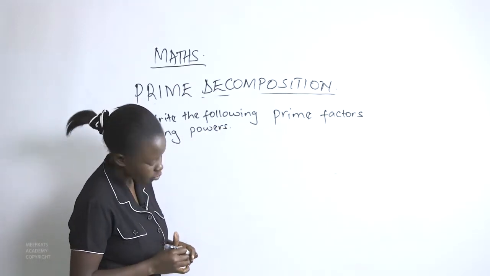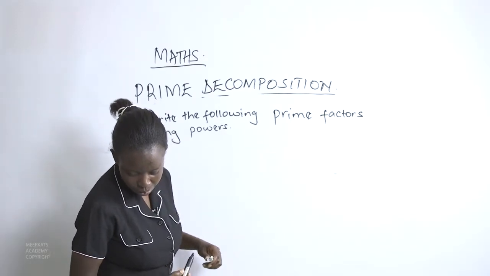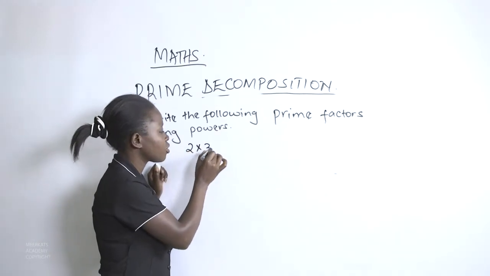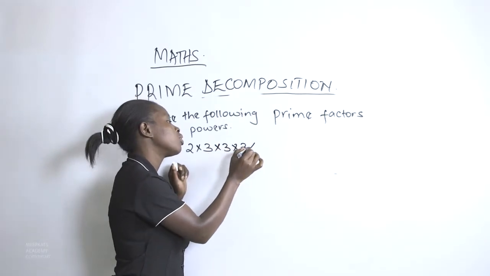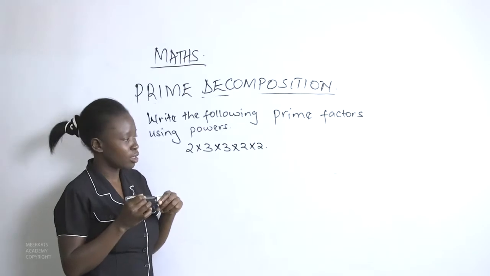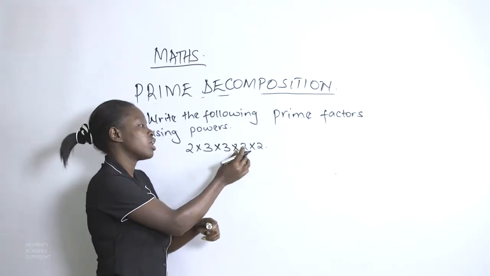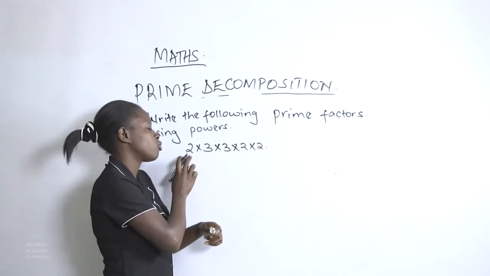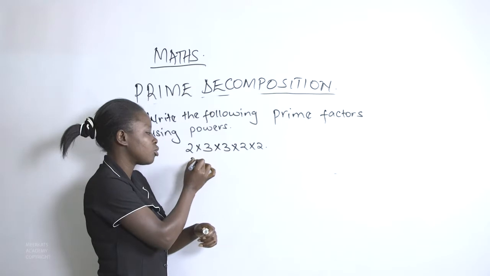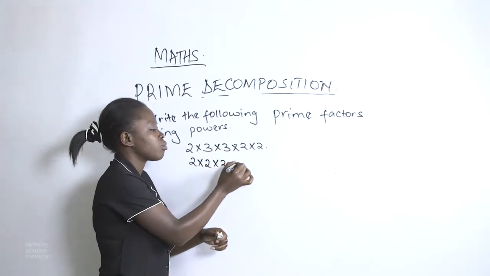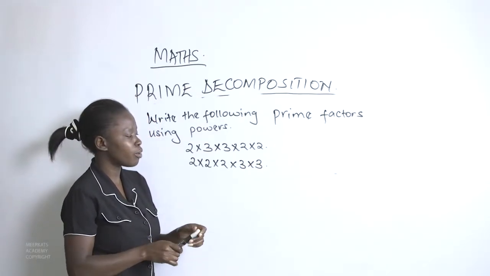So we are given some prime factors and we are supposed to convert the prime factors that have been written into powers. So we have 2 times 3 times 3 times 2 times 2. So we write these prime factors using powers. We try and collect: we have 2 at this end, we have 2 at the first point, so we can bring the 2's to one side such that we have 2 times 2 times 2 times 3 times 3.